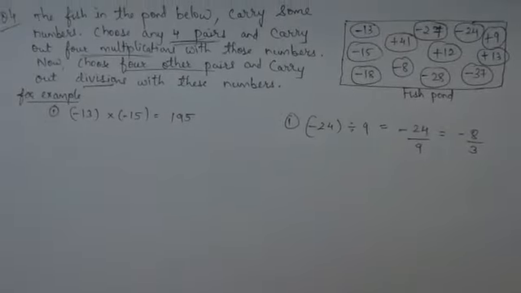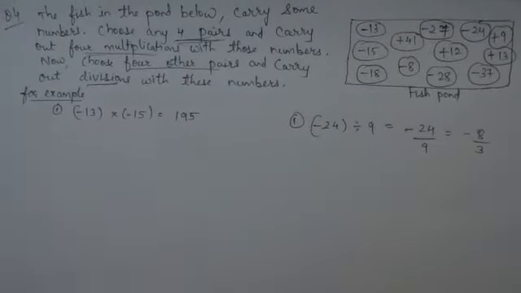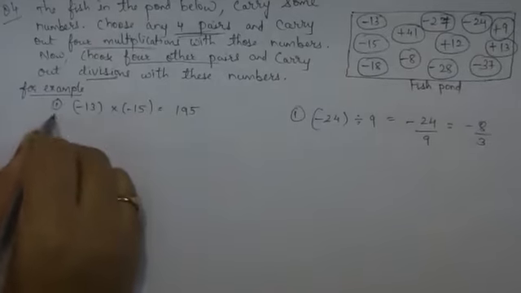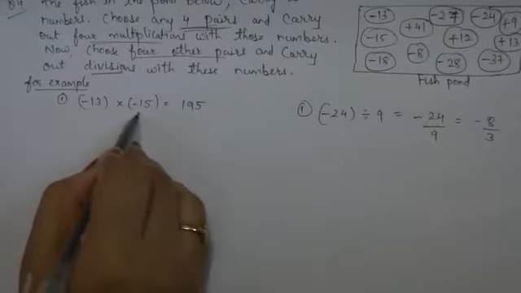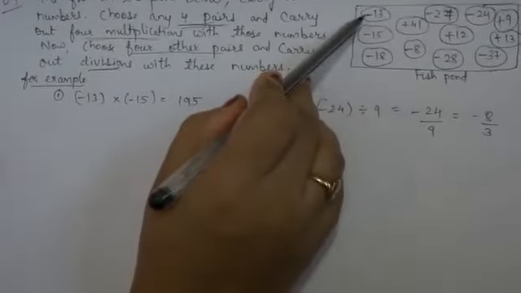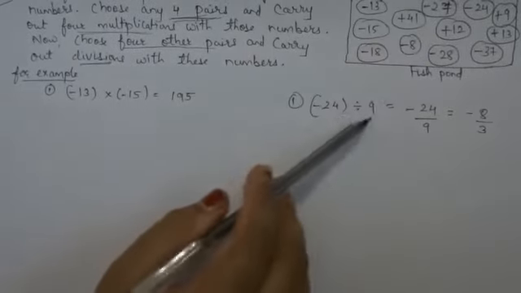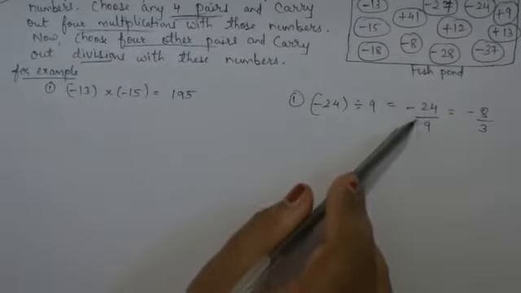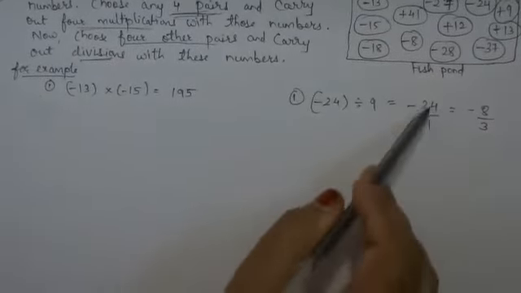Now children, see the first example they have given to us: minus 13 multiplied by 15. From here only you have to choose the numbers from the fish pond. Minus 13 multiplied by 15, the answer is 195. Minus is plus, so no need. From here only, for division also they have chosen the numbers. Minus 24 divided by 9. So minus 24 upon 9. Both will go in the table of 3. 3 8s are 24, 3 3s are 9. So the answer is minus 8 upon 3.